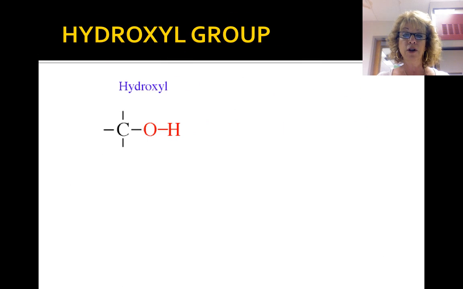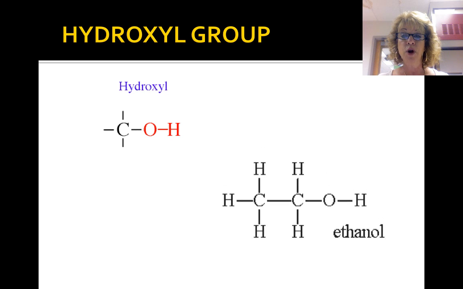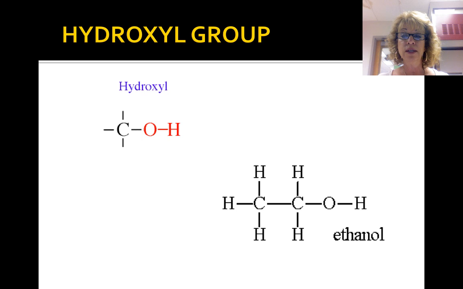The first functional group is hydroxyl. It consists of a hydrogen atom bonded to an oxygen atom. The oxygen is bonded to the carbon skeleton. Alcohols belong to this group. Alcohols end in OL, and ethanol is the alcohol found in alcoholic beverages. Hydroxyl groups are also found in sugars and water-soluble vitamins.